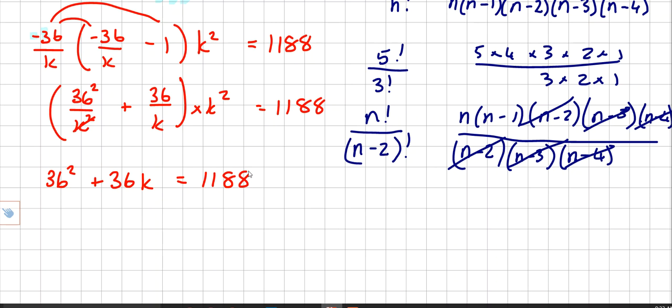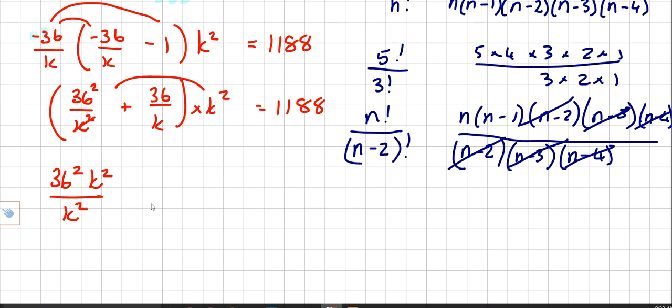I took a lot of shortcuts there. I did it in my head. Are you okay with what I've just done? I don't understand how you got 36k from 36 over k times. Okay, I'll do it in full. So I'm expanding the brackets. So I've got 36 squared k squared over k squared, plus 36k squared over k. So I've expanded with that one as well. So then this k squared cancels that, so that leaves me just the 36k.